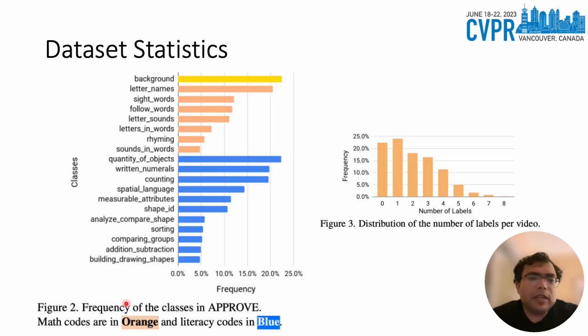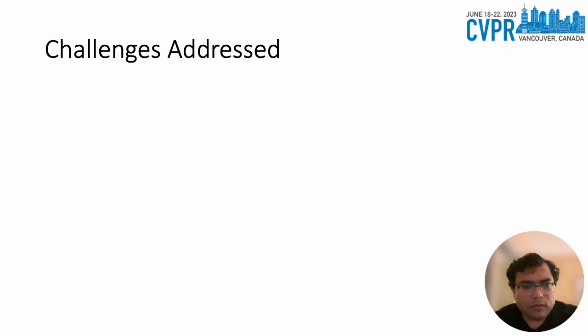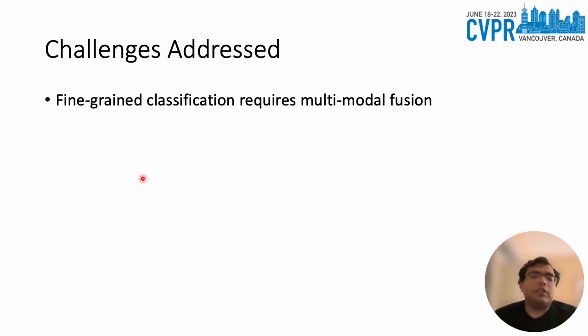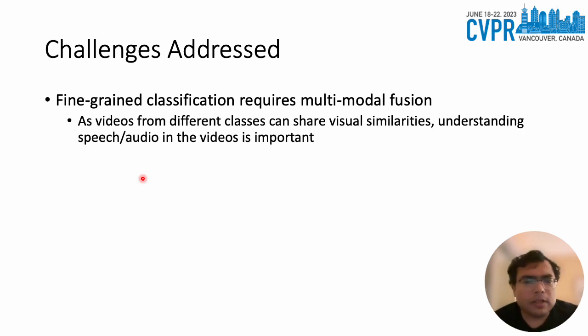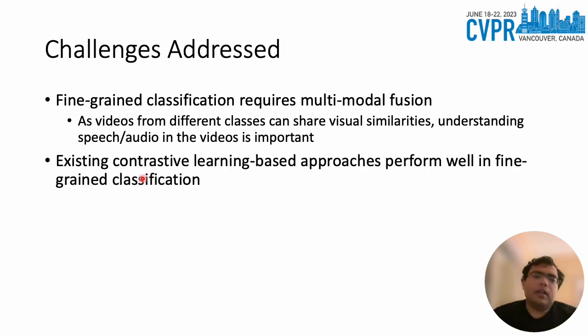As a result of being collected from real world educational channels, our dataset has a long tail power law distribution of labels. There are many challenges that need to be addressed in order to solve the problem. First of all, fine-grained classification into such similar classes requires multimodal fusion. Since many of the classes are visually similar, understanding the speech and audios in the video is also very important.